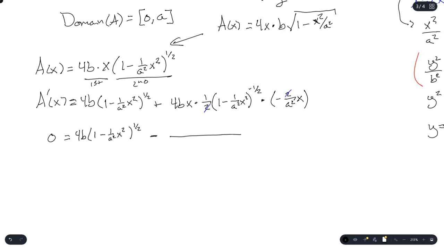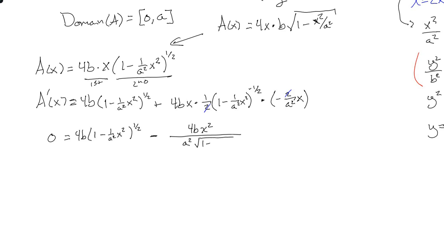We're going to have 4bx squared on top. So the 4bx in the front and then the x all the way off to the right side there. And on the bottom, we're going to have a squared and a square root of 1 minus 1 over a squared x squared. And we can then move this to the other side.